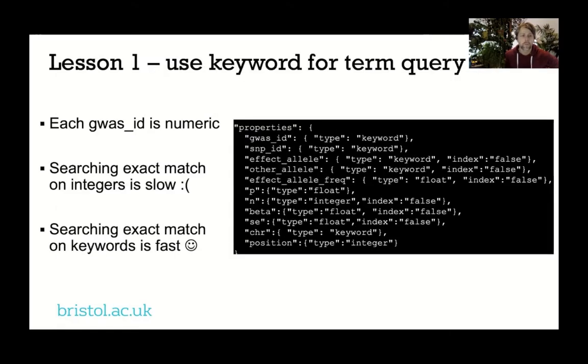So the first lesson we learned was quite an obvious one: you should use keywords for term queries and not integers. Naively, I assumed because the GWAS ID was an integer, we should use an integer type, but term querying with integers is slow. Keywords is fast. So that was the first thing we learned.